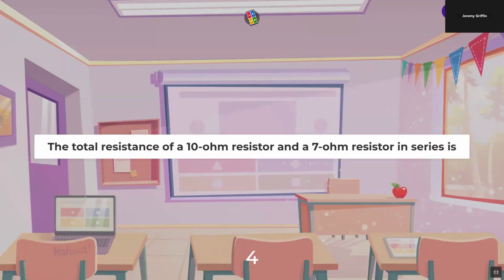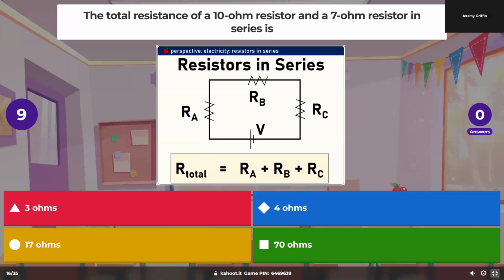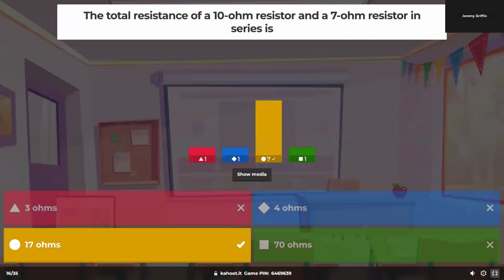Total resistance of 10 ohms and 7 ohms in series. 17. Because in series, you just add the resistors together. Okay. Now, of course, on your guys' exam, the numbers might be different. But you guys know the rule, you just add them together for series, right? Just add them together. All right, so everybody knows how to find resistance in series.